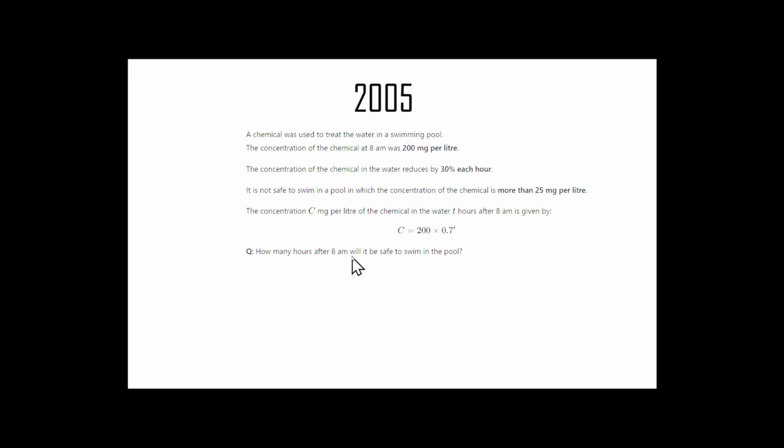How many hours after 8 AM? So t is hours after 8 AM, so we've got the same unit. Will be safe to swim in the pool. All right. So in other words, all of this stuff was just a distraction. So we're going to set that equal to 25 and solve it. It seems, again, strangely easy.